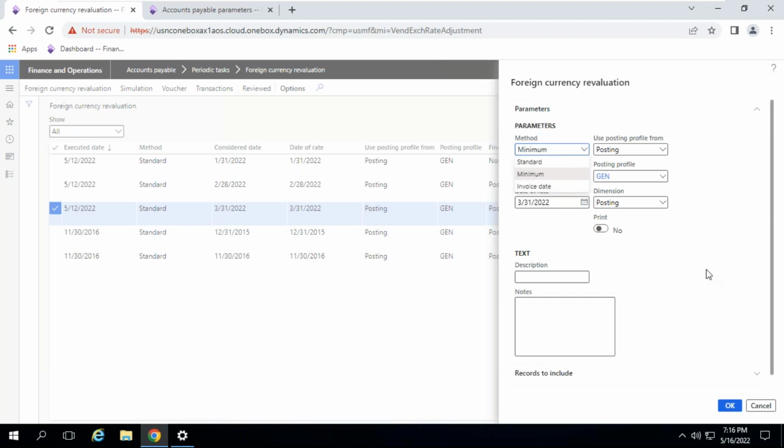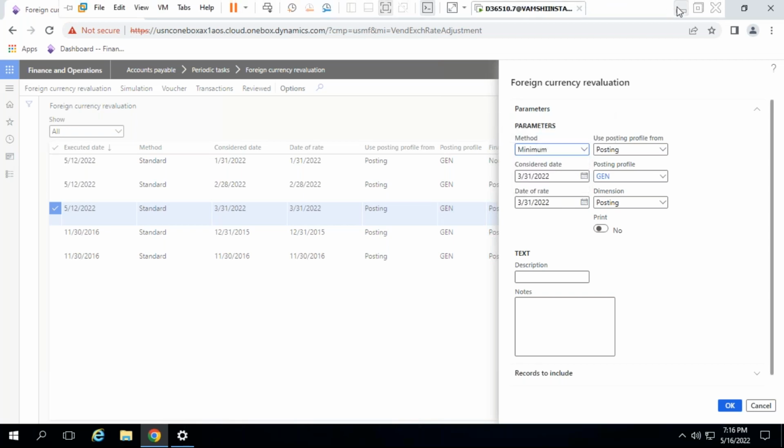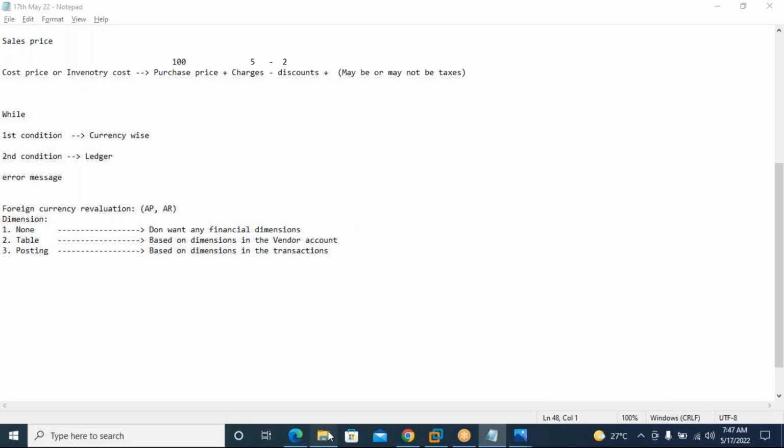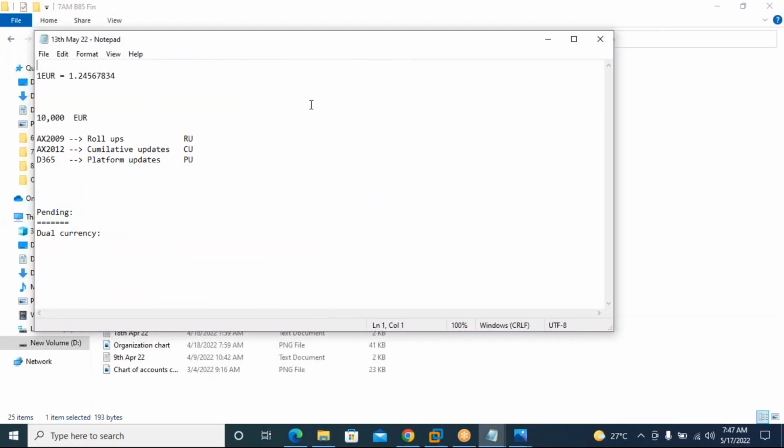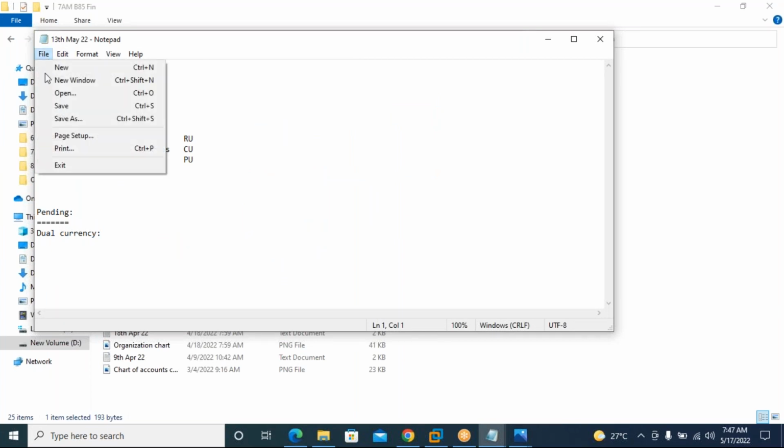Next, invoice date means, suppose, if you remember, not this one.